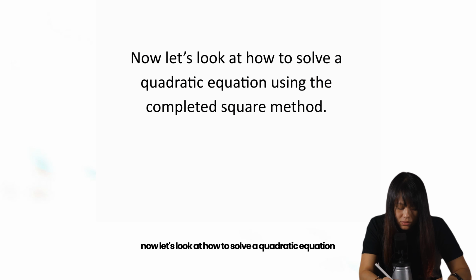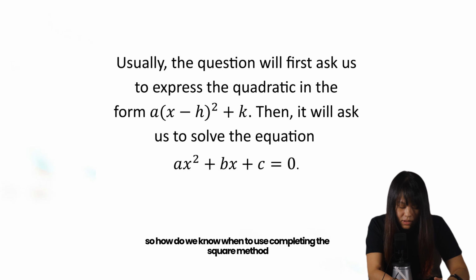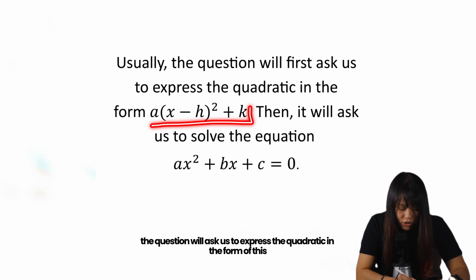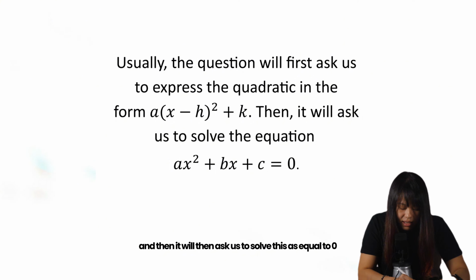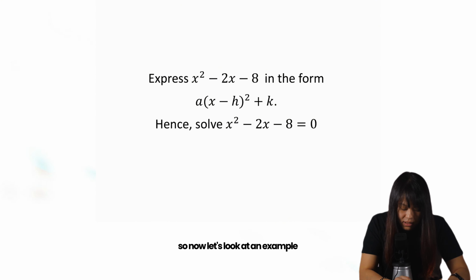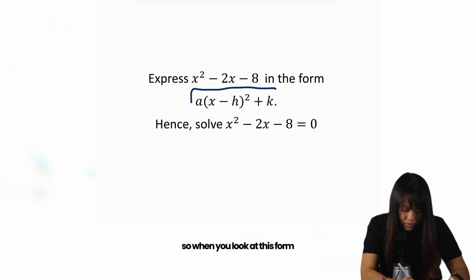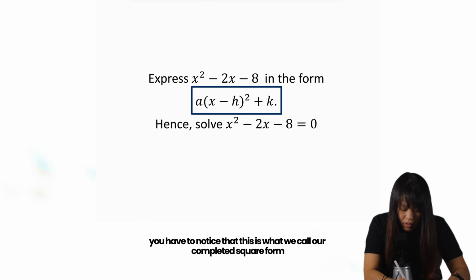Okay, now let's look at how to solve a quadratic equation using the completing the square method. How do we know when to use the completing the square method? Usually the question will ask us to express the quadratic in the form of this, and then ask us to solve this equal to 0. So now let's look at an example. The first part, they will ask us to express this in the form of this and hence solve this. When you look at this form, you have to notice that this is what we call our completed square form.